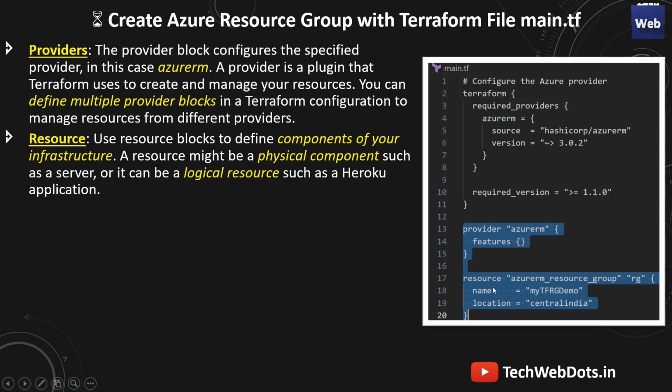If you see, there are three things. After resource, we are writing two strings before the curly braces. One is azurerm_resource_group. Then we have a space. Then we have RG. What does it mean?